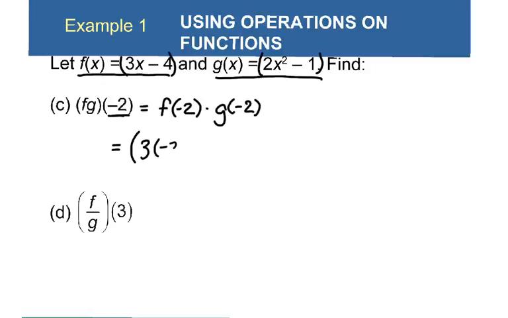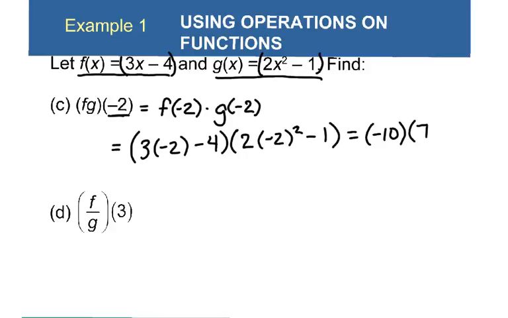So 3 times our negative 2 minus 4, and then we're going to multiply that to 2 times negative 2 squared minus 1, and then simplify that. We get a negative 10 times 7, which gives us negative 70 as our solution of f times g of negative 2.